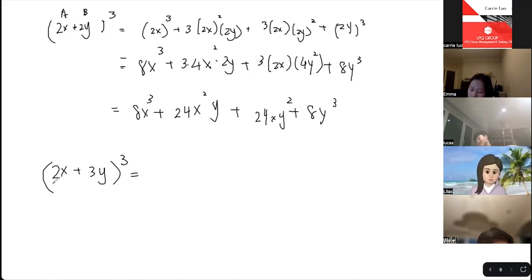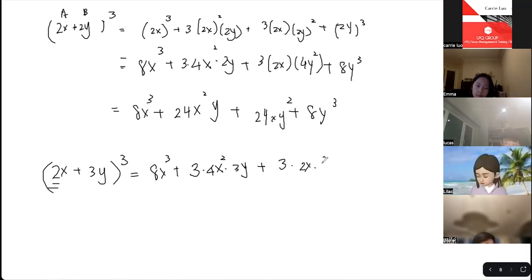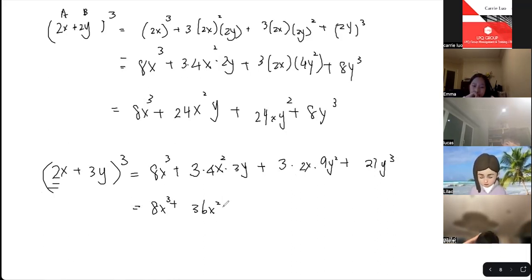Okay, let's take a look at this one. First one, Emma, (2x) cubed equals what? 8x cubed. Very good. Next one, everybody do the three, right? Times (2x) squared equals what? Equals 4x squared, right? So times 3y, plus 3, and 2x you copy down, and (3y) squared equals what? Equals 9y squared, right? Plus the last one, (3y) cubed equals 27y cubed. Correct, Lilac? So 8x cubed plus 36x squared y plus 54xy squared plus 27y cubed.